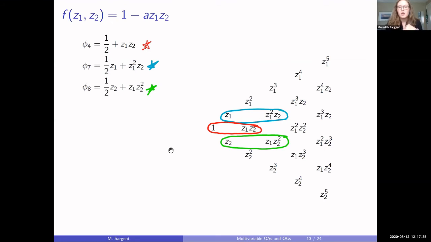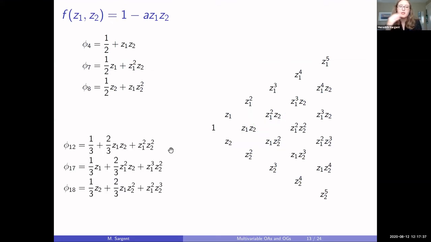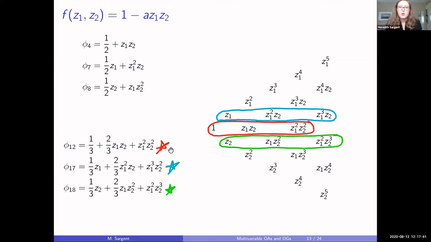Nice. Now we can also talk about phi 12, phi 17, and phi 18. These are my other examples. So here they are. Phi 12 is on our main diagonal here. Phi 17, just multiply everything by z1. Phi 18, multiply everything by z2. Awesome.